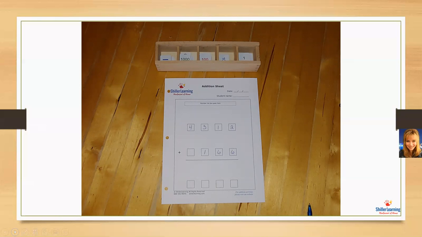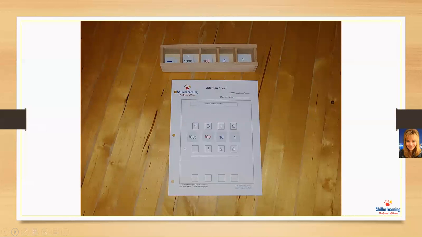166. When you revisit this lesson after the initial presentation, you want to use practice with problems that do not have exchange until that skill is mastered. So first, we're going to write the numbers into the boxes, and then have the child pull out of the number tile box the amount of tiles for each of those place values.